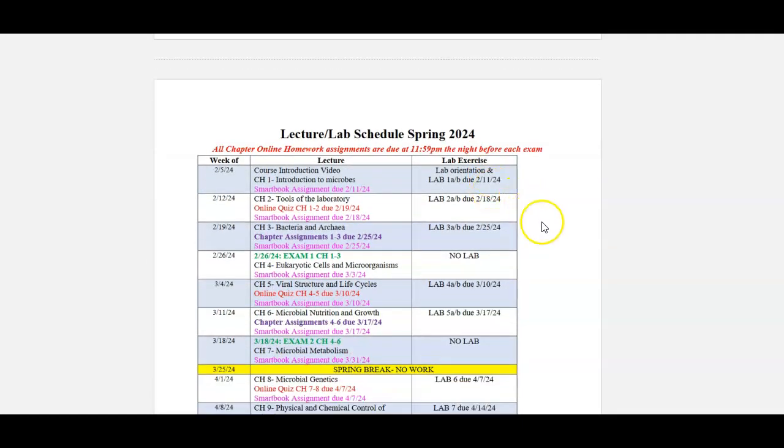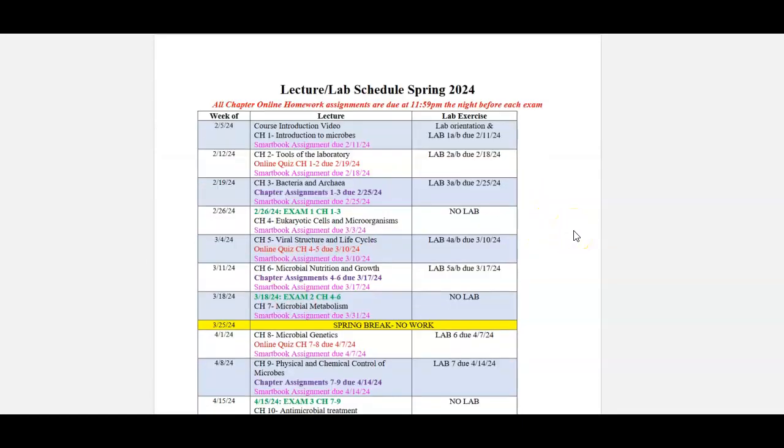Probably of most importance is this. This is what you want to put in your Google Calendar or your agenda book or somewhere. Again, this is a 4-credit class, so there's a fair amount of work to it. And this gives you an outline of everything that's due every week and where to access it.